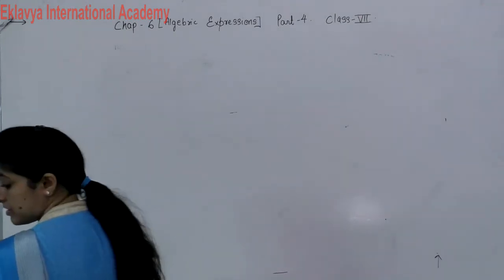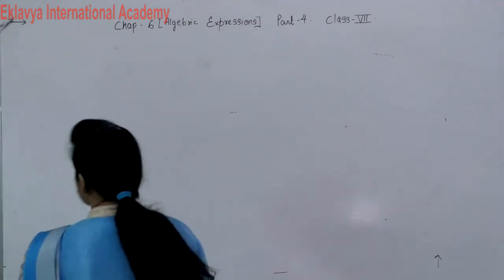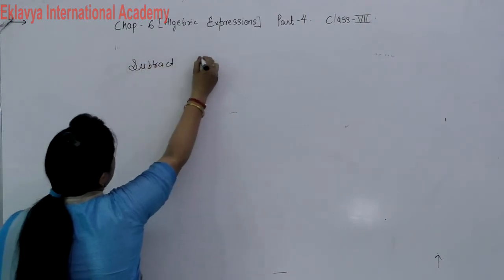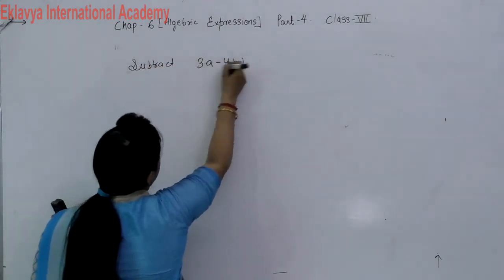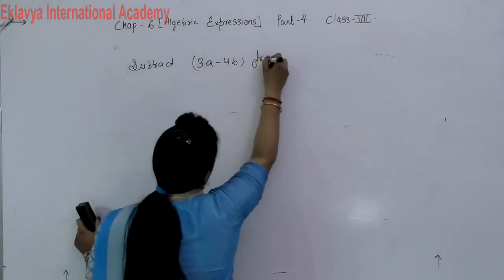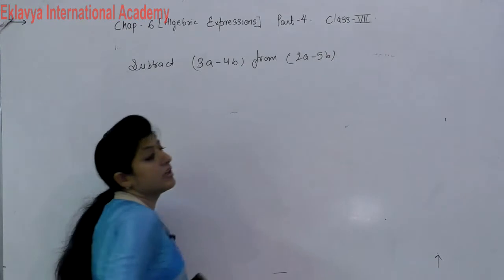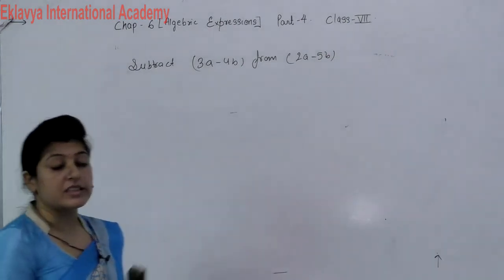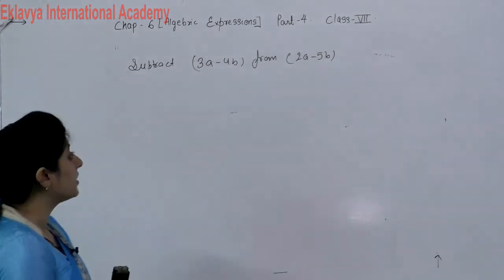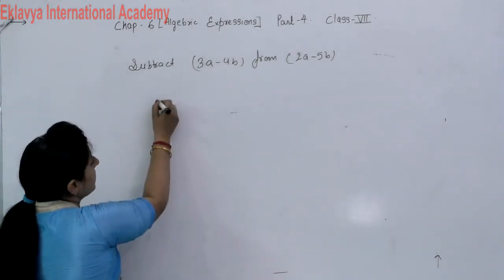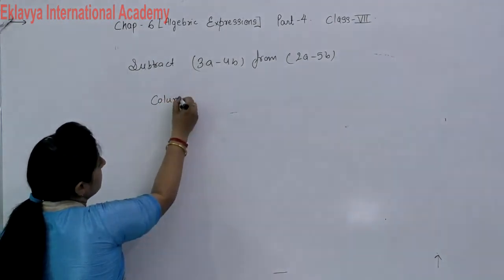Okay, subtract these type of question again. Subtract 3a minus 4b from 2a minus 5b. How to use the column method? In the last example we solved by the horizontal method. Now we are using the column method.